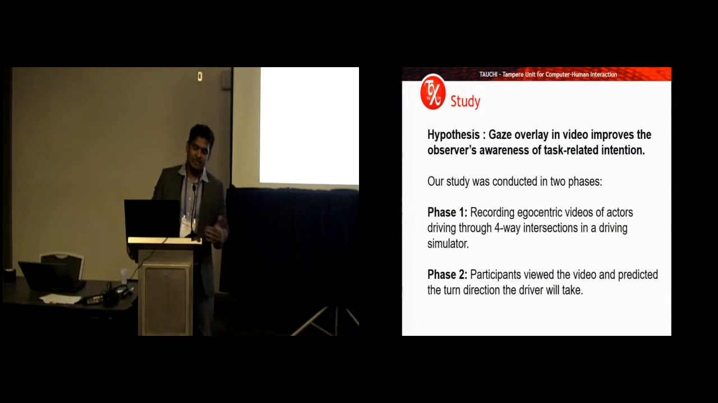And in the second phase of our study, we had participants view these driving videos, and their task was to predict which way the driver is going to turn at a 4-way uncontrolled intersection.